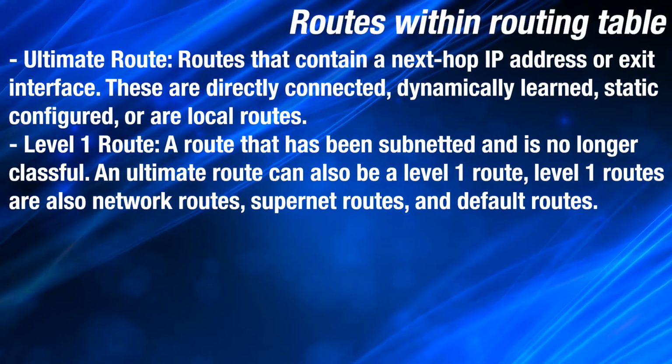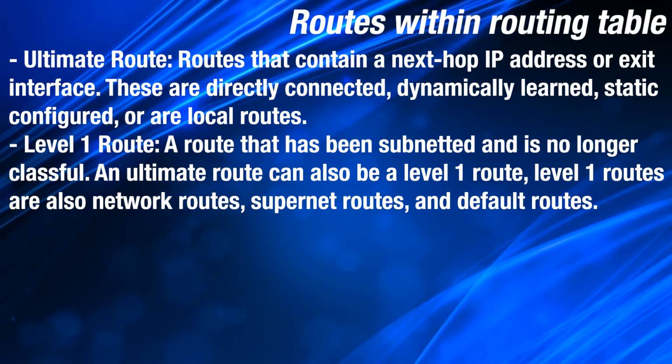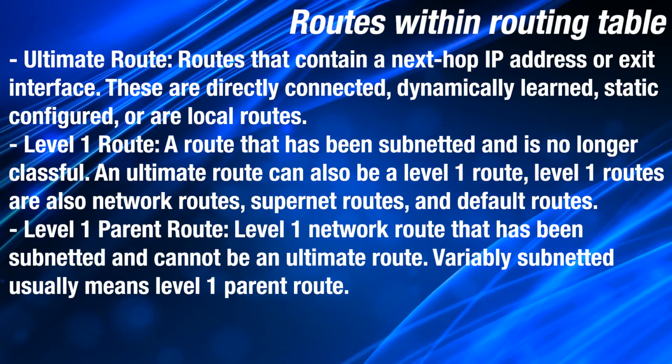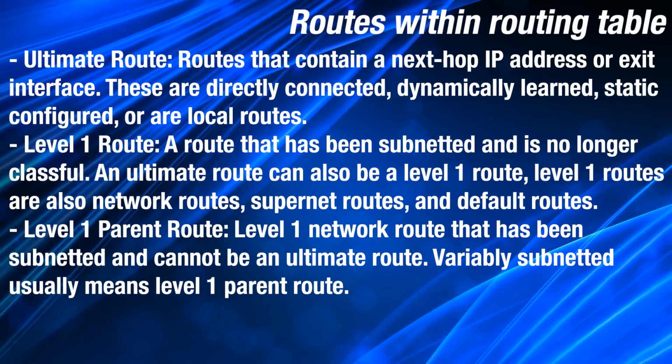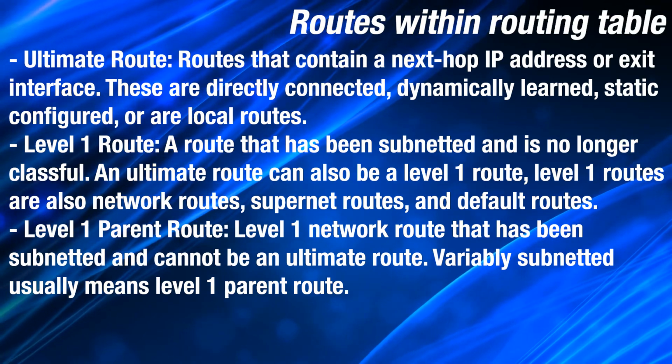Default route: a default route is a static route with an address of 0.0.0.0 with a prefix of /0. Level 1 parent route: a level 1 parent route is a level 1 network route that has been subnetted. A parent route can never be an ultimate route.